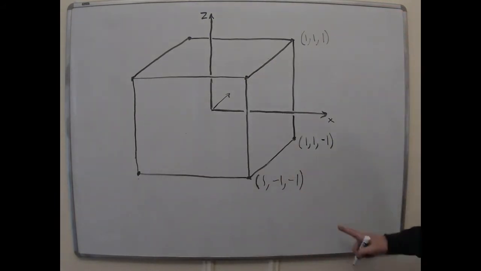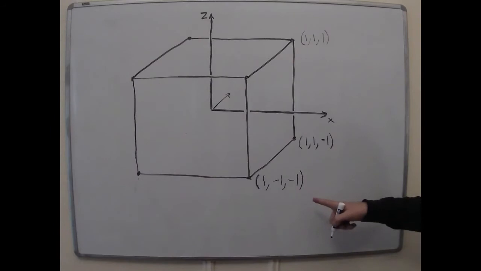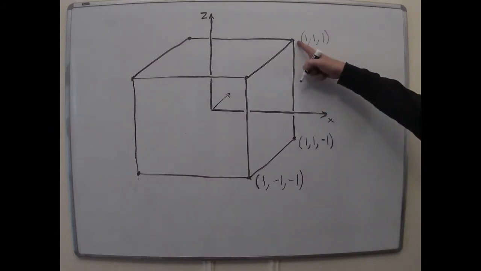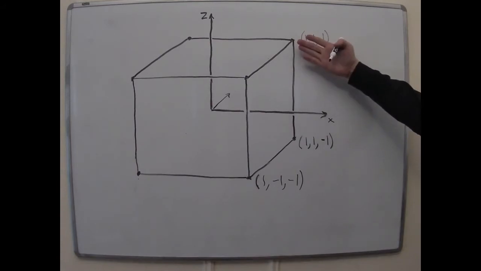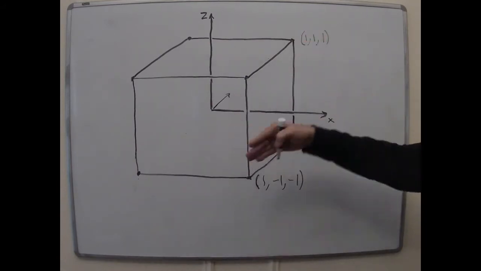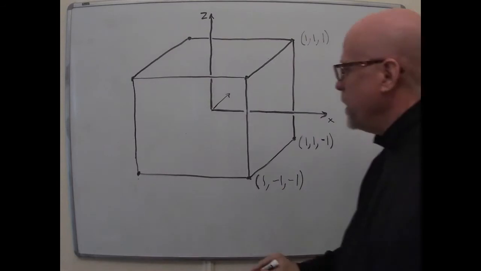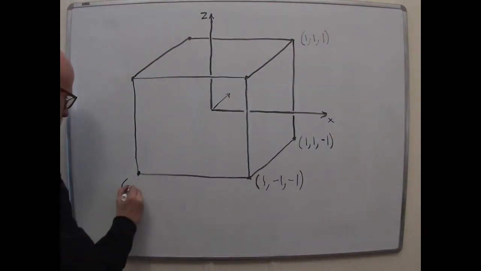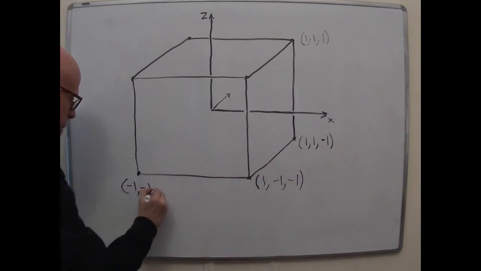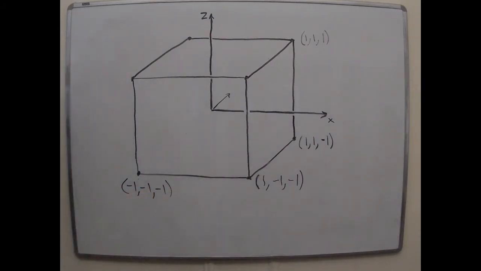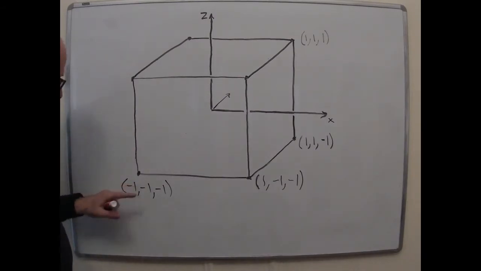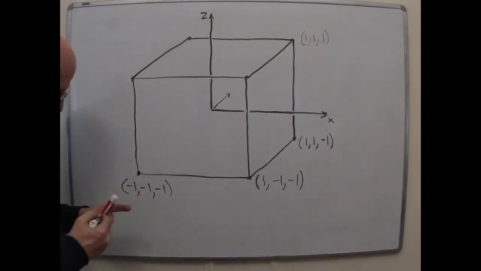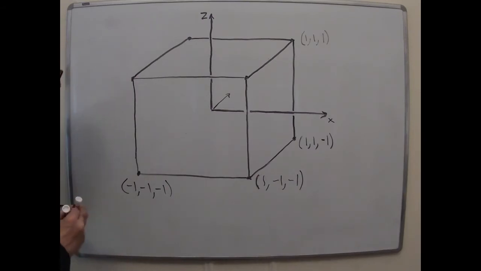Another point that's often talked about is the one that's dead opposite to 1, 1, 1. If I make y negative, x negative, and z negative, I end up at this point down here, sometimes called the antipode. Minus 1, minus 1, minus 1. In the geography of the Earth, the antipode is a point opposite from you on the surface of the Earth. I think for us it's somewhere around New Zealand.